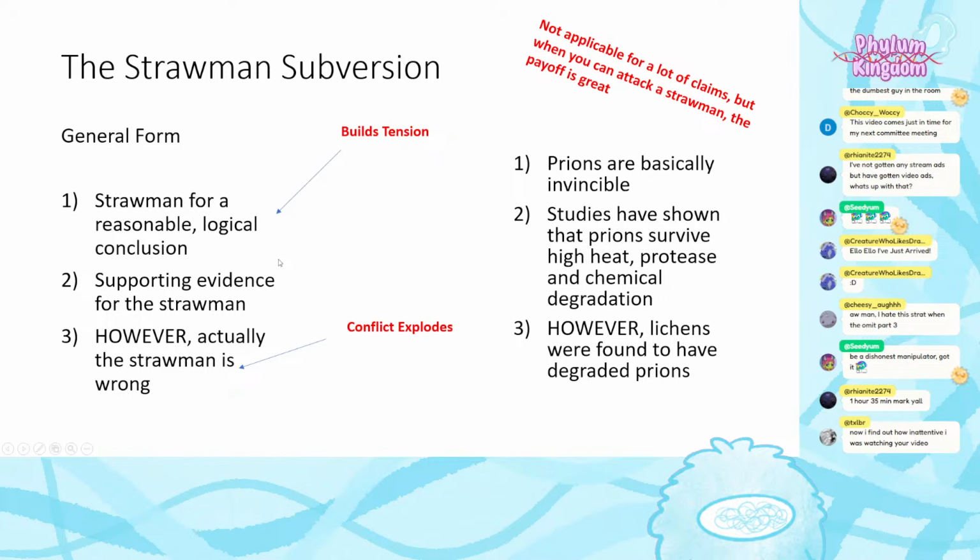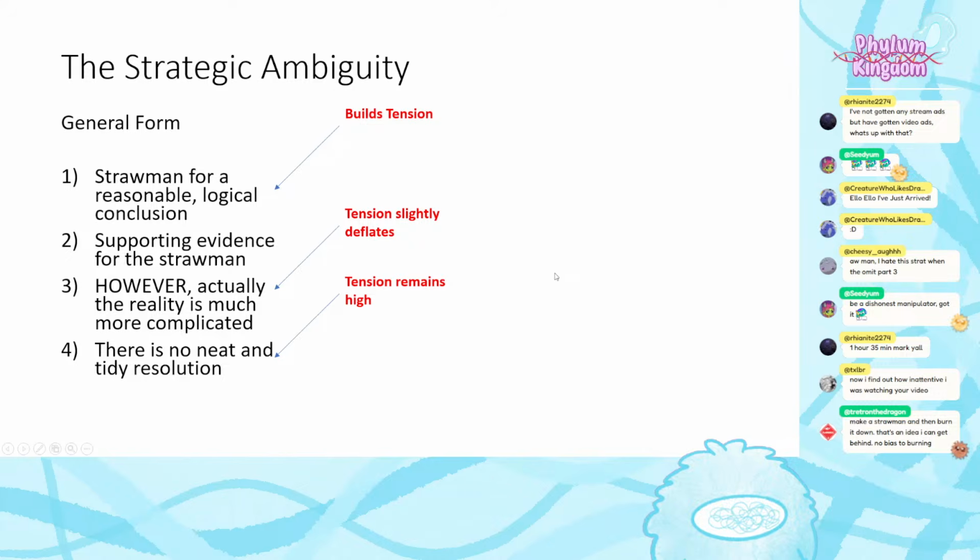So this is not applicable for a lot of claims, but when you can set up that straw man, the payoff is awesome, right? When you can build this idea that is very logical and makes a lot of sense, but is actually false, that's a great storytelling device. I love that one. Okay, strategic ambiguity.